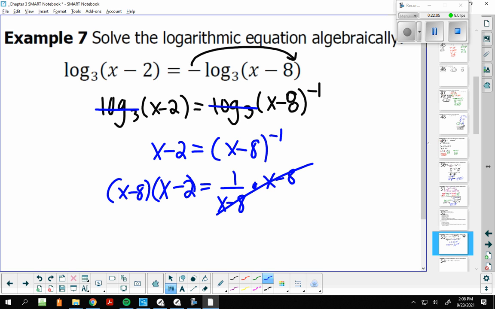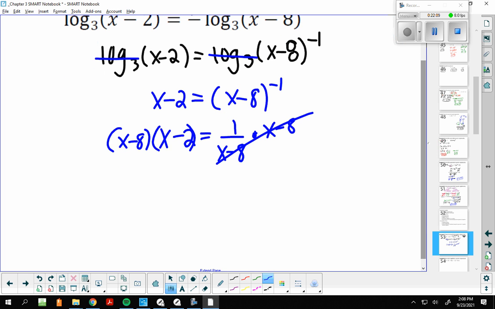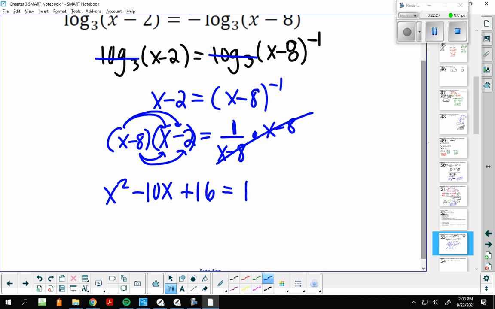And when you multiply the left side, you now have a binomial times a binomial. So we're going to FOIL this. First times first is x squared. Minus 2x minus 8x is minus 10x. And negative 8 times negative 2 is positive 16. And then what are we left with on the right-hand side? 1. So there is a 1 there, in the numerator.